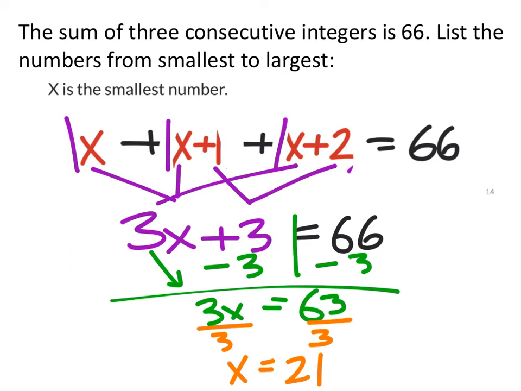Now, by the way, when it asked for the answer, it didn't ask for one answer, right? It said list the numbers from smallest to largest. Well, I remembered that x is the smallest number. Now, since they're consecutive integers, the next number would have to be 22. And then the third number in this sequence would have to be 23. It's just one more than the previous one.